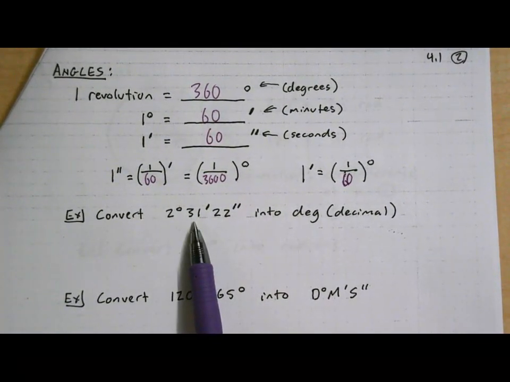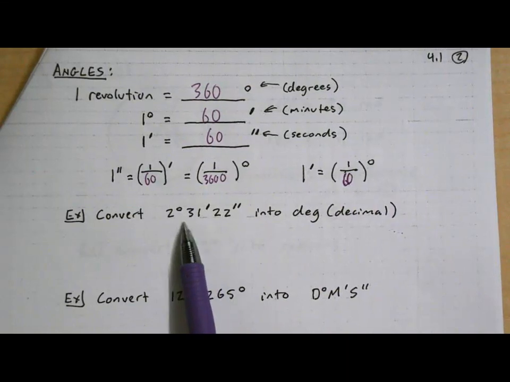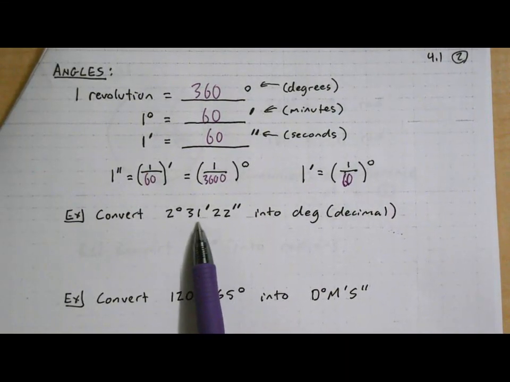2 point what? Why are you saying 2.5? 30 would be half of 60, right? This is about half of a degree. It's a little more than half of a degree, right? So it's going to be about 2.5-ish is what I'm guessing our final answer is going to be. We're going to round off to 3 decimal places.